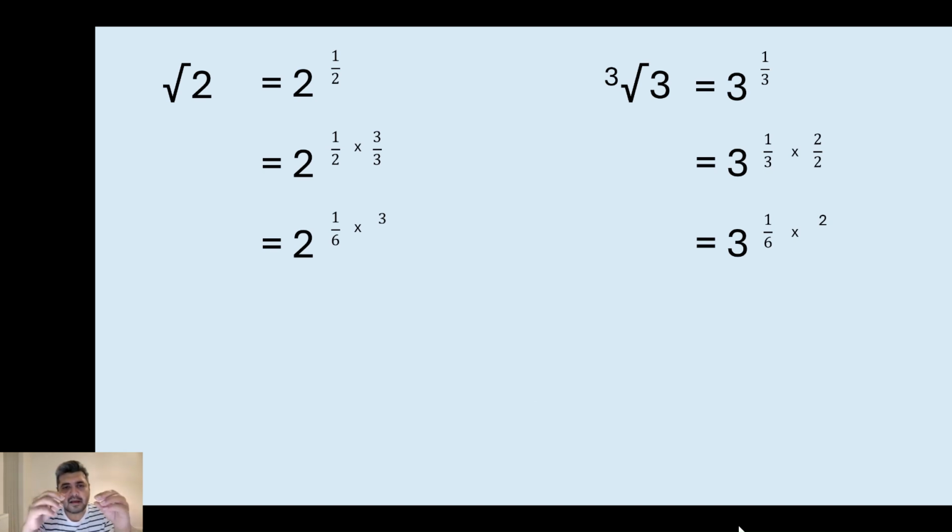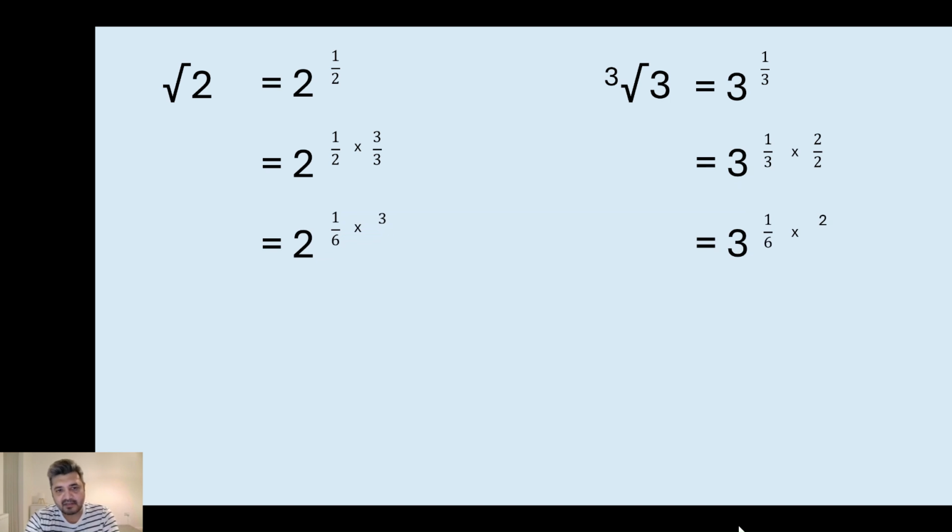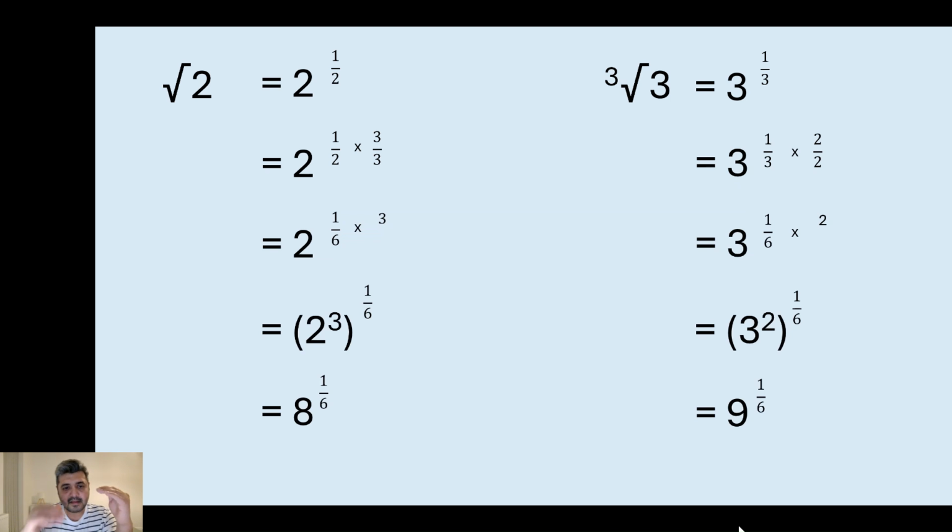Now, I know that 1/6 is the common element, but how do I arrange this? Using a law of exponents which says a raised to mn is equal to a raised to m, raised to n. To make sure that 1/6 becomes my exponent, I can write this as 2 raised to 3, raised to 1/6, and 3 raised to 2, raised to 1/6. Now 2 cubed is 8 and 3 squared is 9, so 8 raised to 1/6 and 9 raised to 1/6.